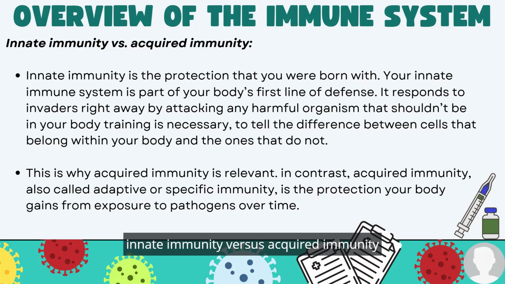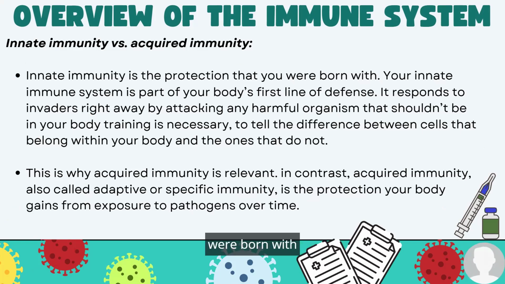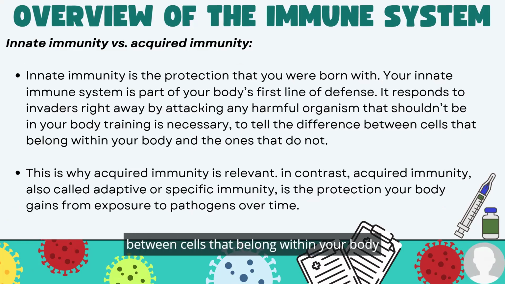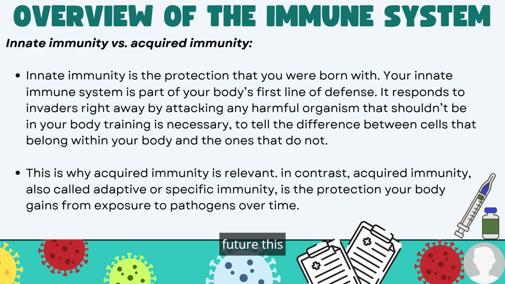Innate immunity versus acquired immunity. Innate immunity is the protection that you are born with. Your innate immunity attacks the invaders right away, going after any harmful organisms that shouldn't be in your body. Training is, however, necessary to tell the difference between cells that belong within your body and cells that do not. Additionally, white blood cells that are involved in innate immunity do not learn how to recognize specific invaders. They have zero memory of attacking invaders and cannot offer any protection from specific pathogens or possible infections that they might cause in the future.